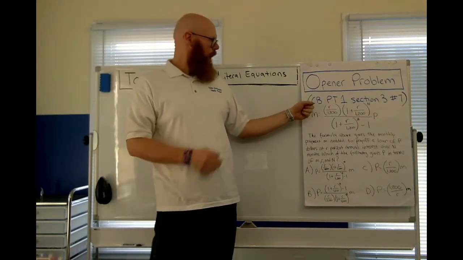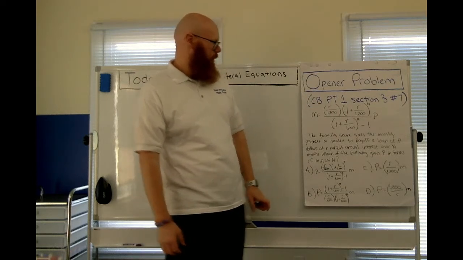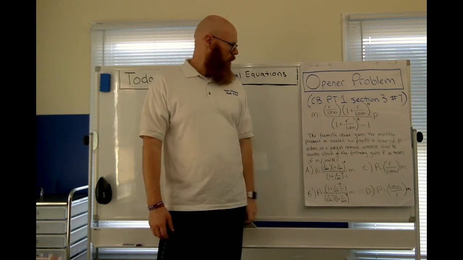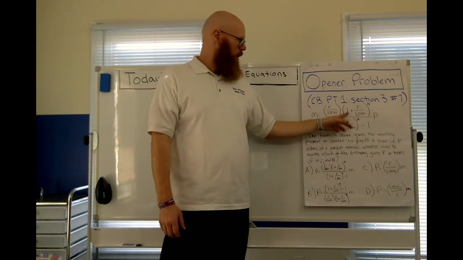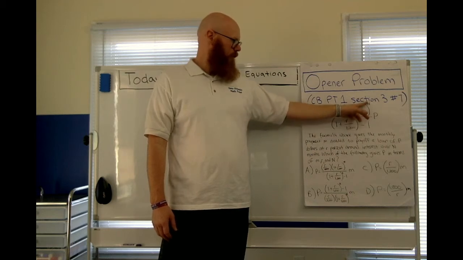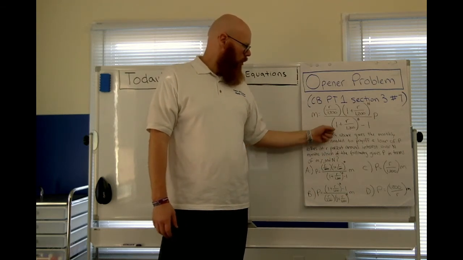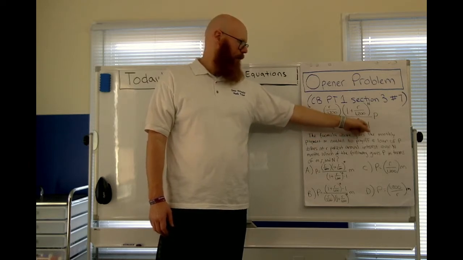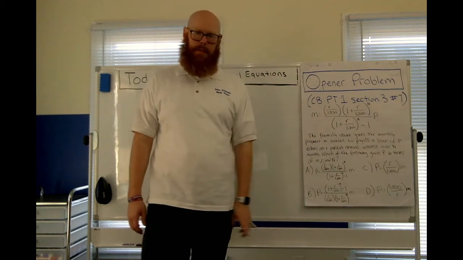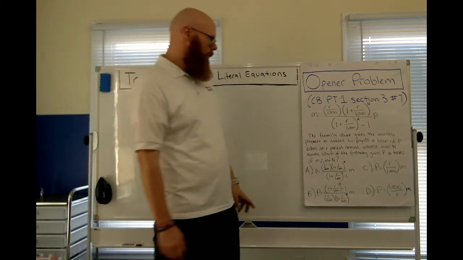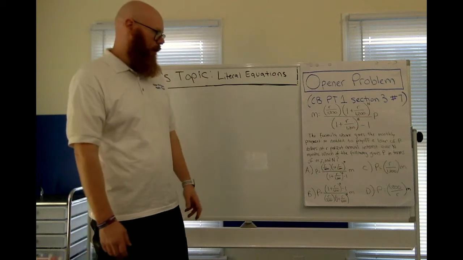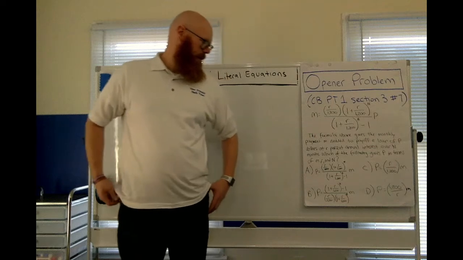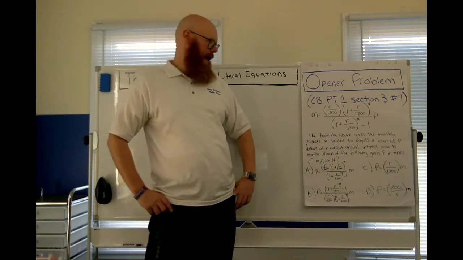So this is from College Board Practice Test 1, Section 3, number 7. It gives us this equation, m equals the quantity r over 1,200 times the quantity 1 plus r over 1,200 to the nth power, all over the quantity 1 plus r over 1,200 to the nth power minus 1, and then that whole fraction times p. It says the formula above gives the monthly payment m needed to pay off a loan of p dollars at R% annual interest over n months. Which of the following gives p in terms of m, r, and n?